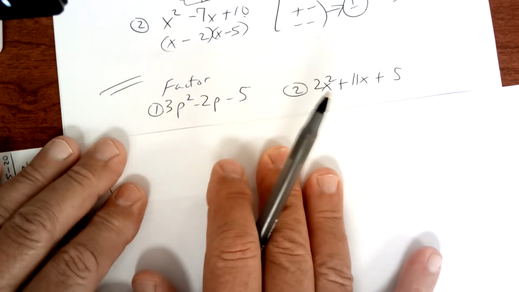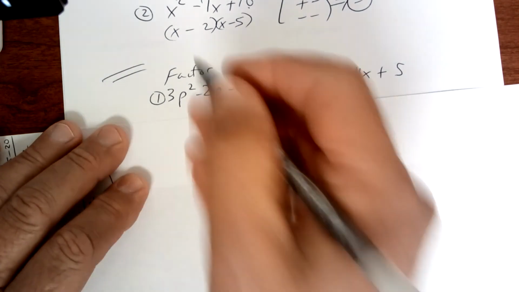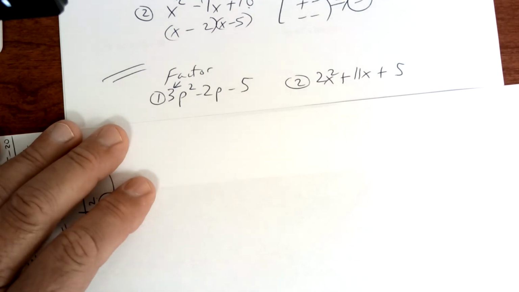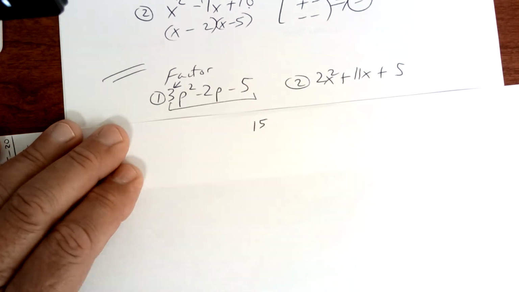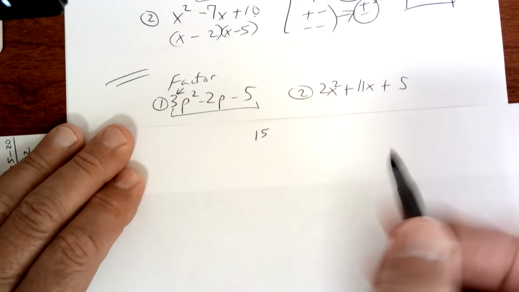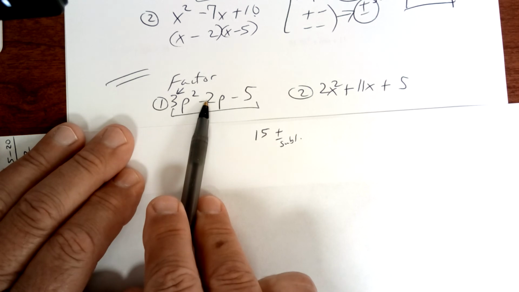All right, now here's how you work this. Pay attention because these are harder because the number in front of here is not a 1. So you're going to multiply 3 times 5 and get 15. Okay? And a negative, according to the chart, gives you a plus and a minus. So you're going to be subtracting to get that middle term. So it's going to be 3 and 5.